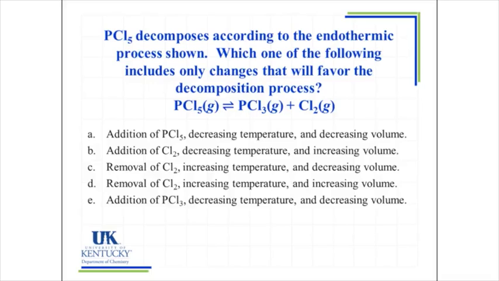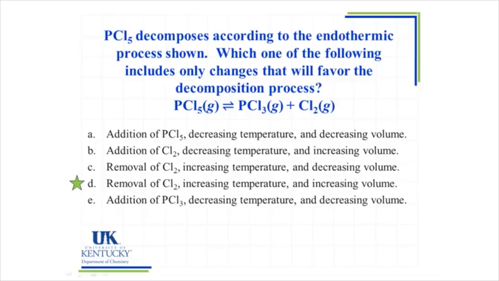Now let's look at an example. PCl5 decomposes according to the endothermic process shown. Which one of the following includes only changes that will favor the decomposition process? When we look at Le Chatelier's principle, we see that there are many factors which affect which way the reaction will shift in response to that disturbance in equilibrium.